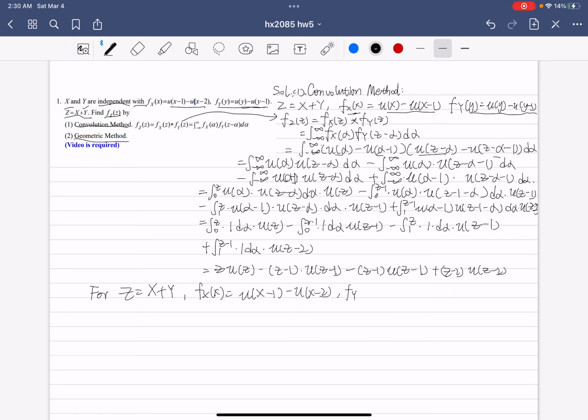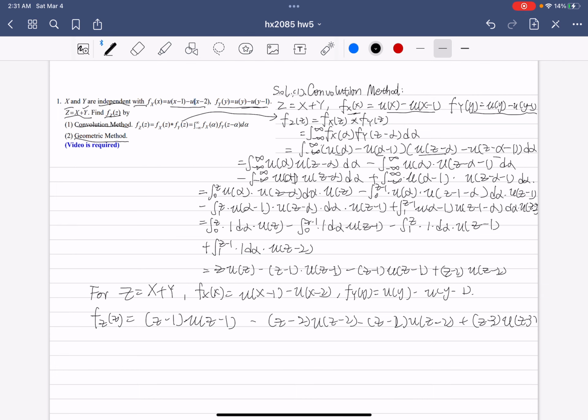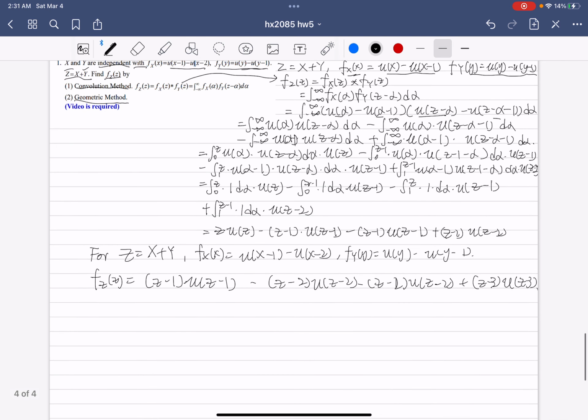Fy is u(y) minus u(y minus 1). We can get our answer: the probability density function of z equals (z minus 1) u(z minus 1), just minus 1 for all 4 parts, minus 2(z minus 2) u(z minus 2), the last part is (z minus 3) u(z minus 3). Okay, that's our result.